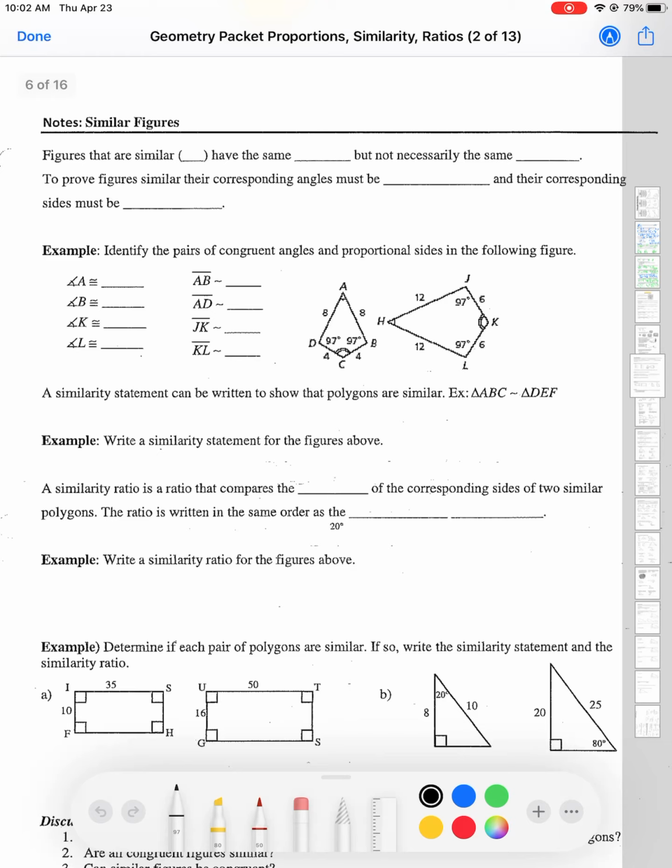Okay guys, so I'm gonna give you the notes on similar figures. So figures that are similar, and remember we use this little squiggly symbol, have the same shape, but not necessarily the same size. To prove figures are similar, their corresponding angles must be congruent, and their corresponding sides must be proportional.